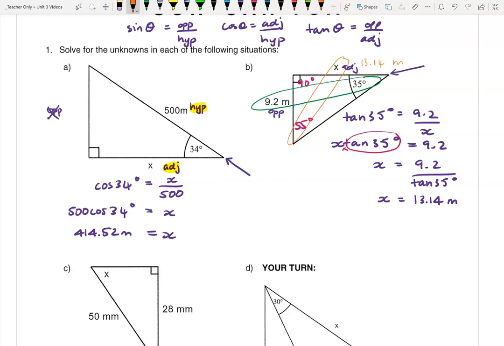I should always notice in a triangle that my smallest angle is opposite my shortest side. So I can therefore know that X being 13.14 meters does make sense because it's opposite a larger angle of 55 degrees. So when you're calculating, always just check that your answer makes sense in the context of the diagram or situation you're looking at.